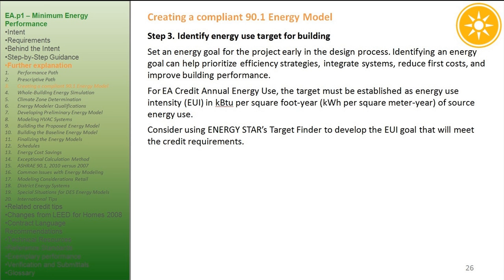For EA credit annual energy use, the target must be established as energy use intensity, EUI, in kBTU per square foot year, or kWh per square meter year, of source energy use. Consider using Energy Star's Target Finder to develop the EUI goal that will meet the credit requirements.